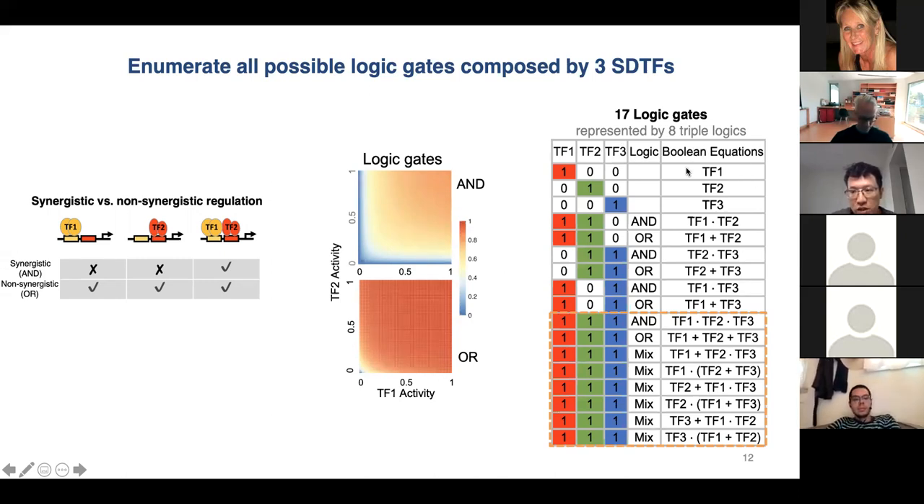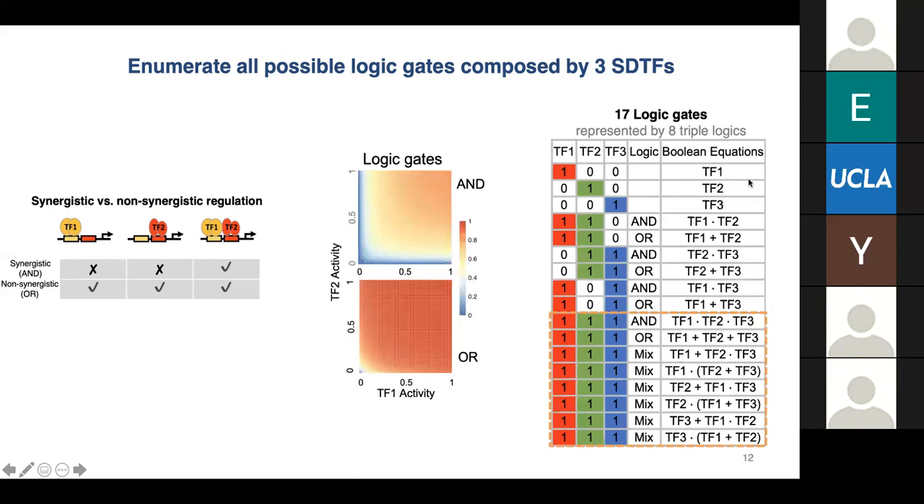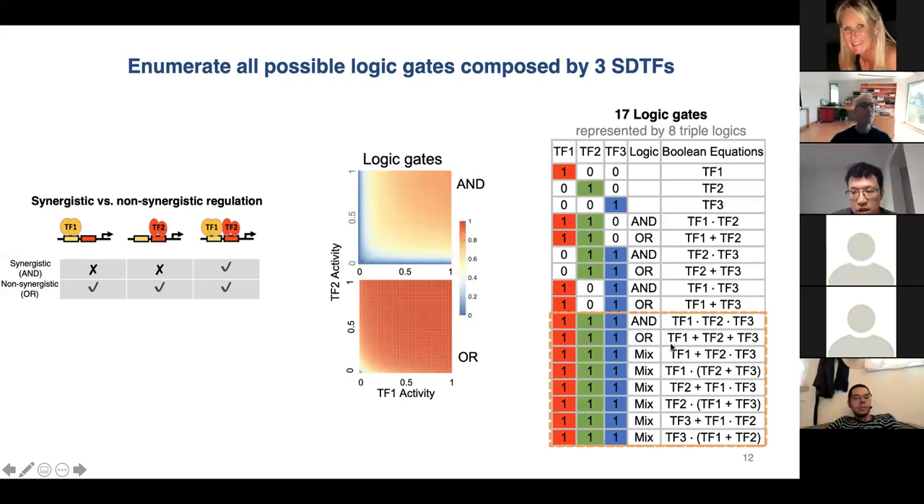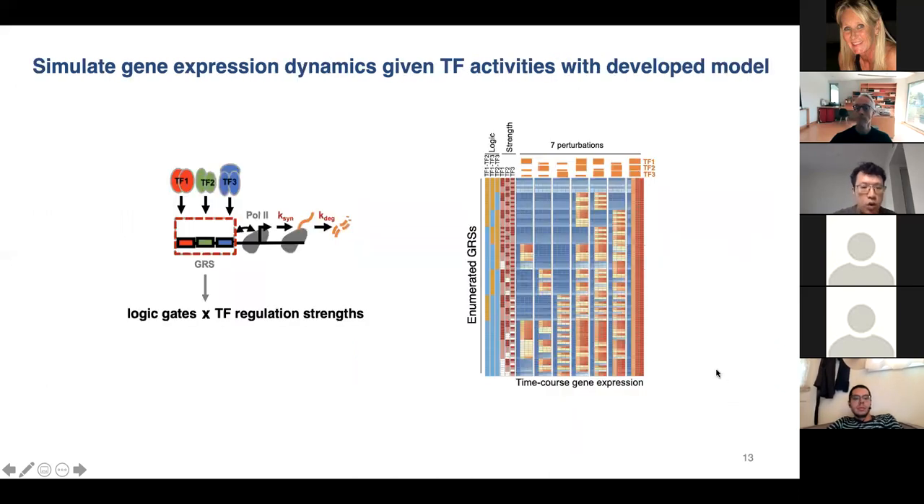And then we have exhaustively enumerated all possible logic gates between three transcription factors. You can see single, dual, and triple logic gates. So therefore, with this developed mechanistic model, we can capture the logic gates and the TF regulation strengths. And you can see with this developed model, we can simulate gene expression.